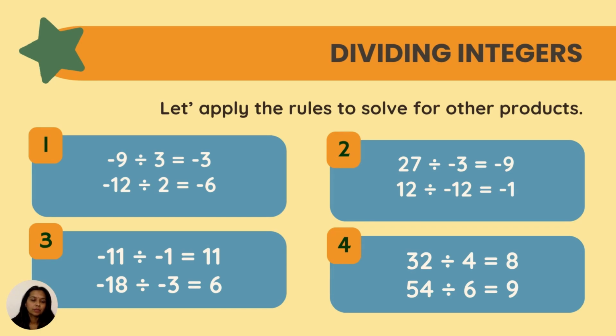Okay, so now that we are on number 3, negative 11 divided by negative 1 gives us 11. A negative 18 divided by a negative 3 would give us a positive 6. And then number 4, positive 32 divided by positive 4 will give us a positive 8. 54 divided by 6 will give us a positive 9.